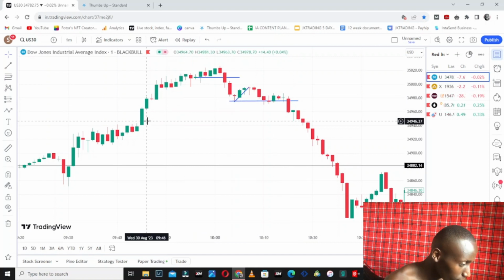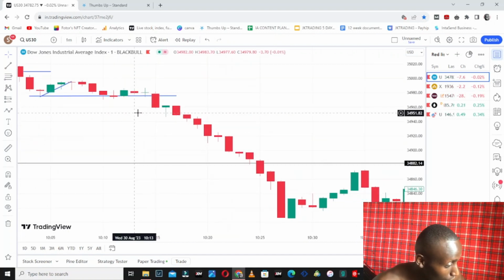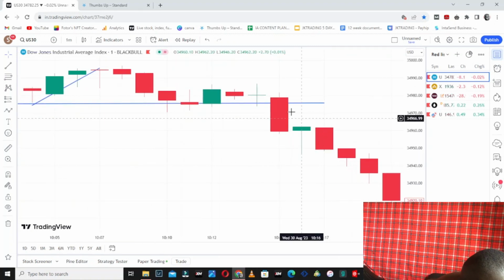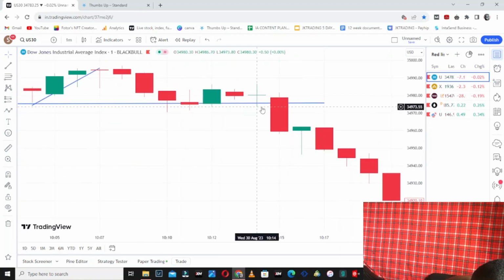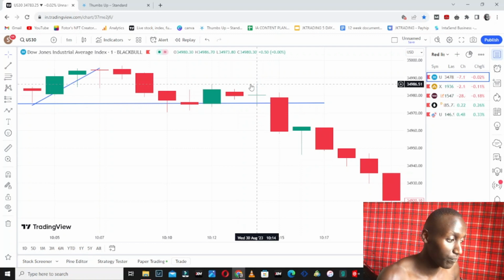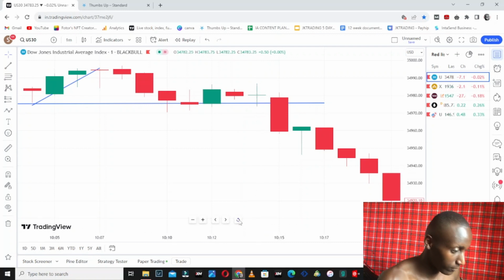And looking at wicks, it must engulf the body and the wick. The body and the wick. That is the biggest mistake most people make when they're trying to identify engulfment candles.